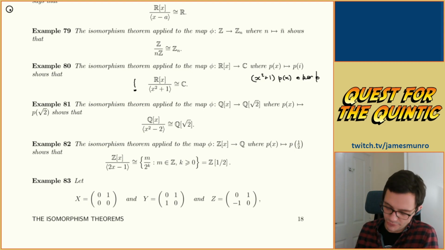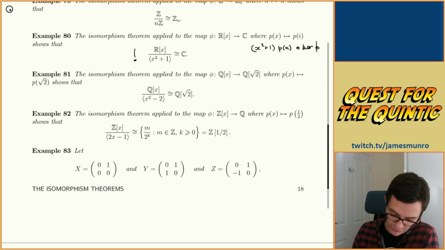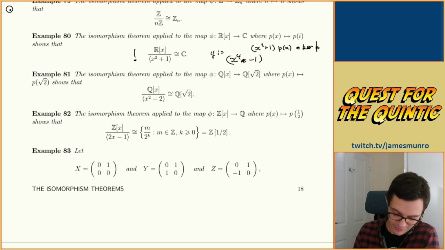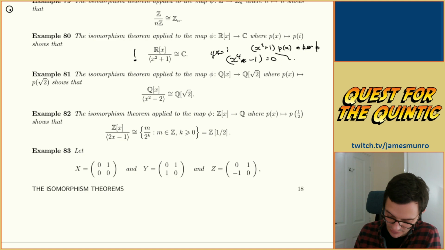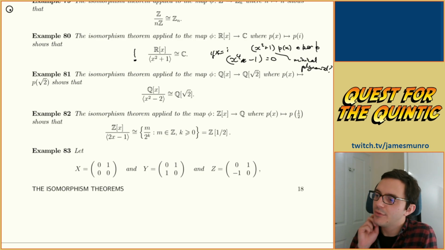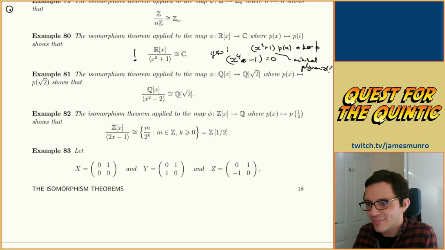For example, it's also true that x to the 4 minus 1 is equal to 0 if x is i. Yes, if x is equal to i, then x to the 4 minus 1 is 0. But somehow that's too high a degree. That's not the one we're looking for. I have a vague memory of this concept of a minimal polynomial that we're supposed to look for, so that we can identify what that principal ideal actually is.